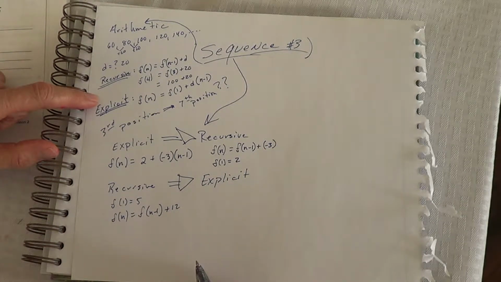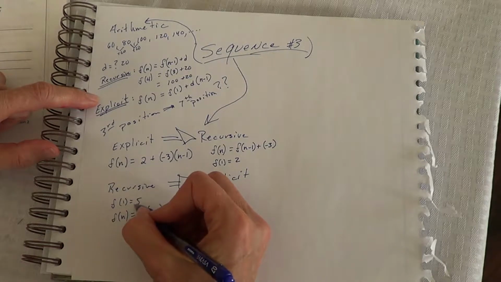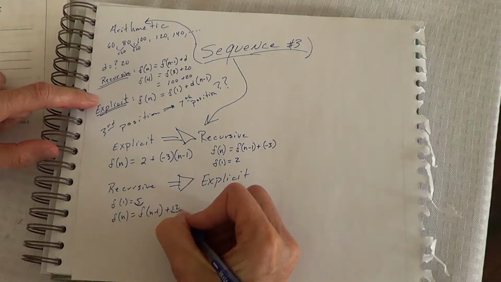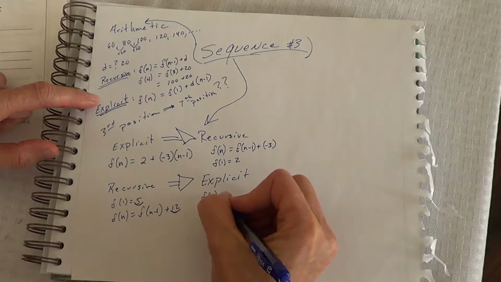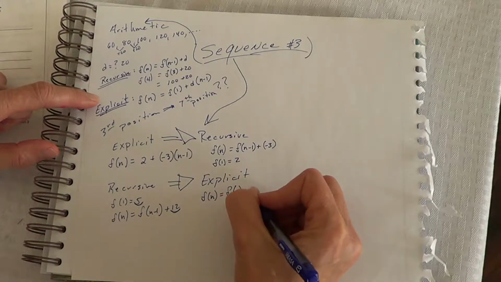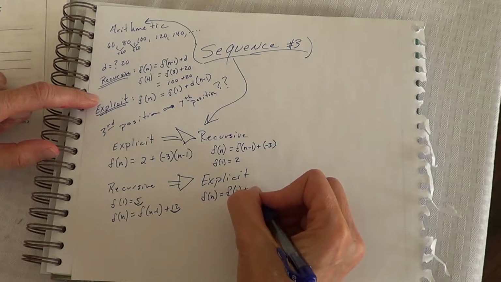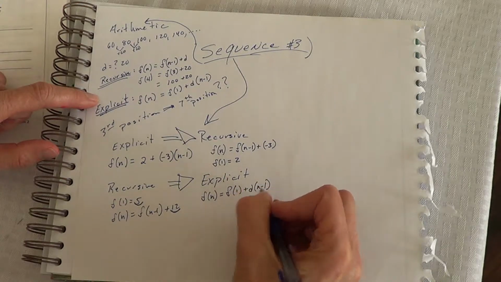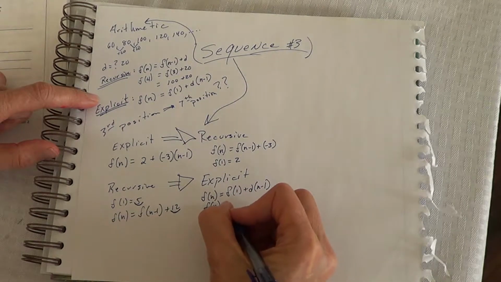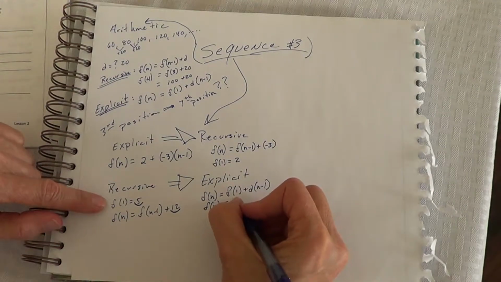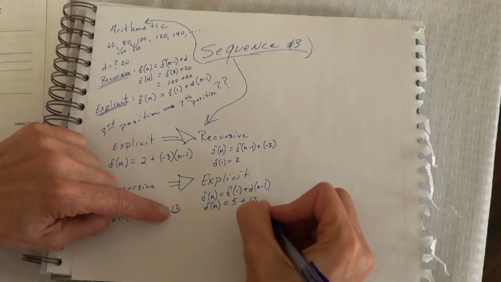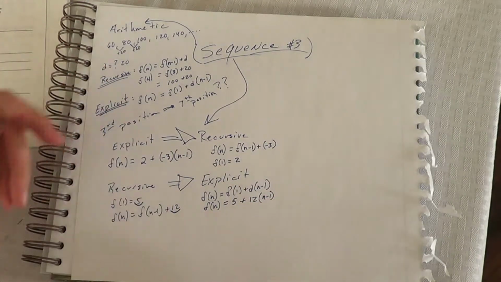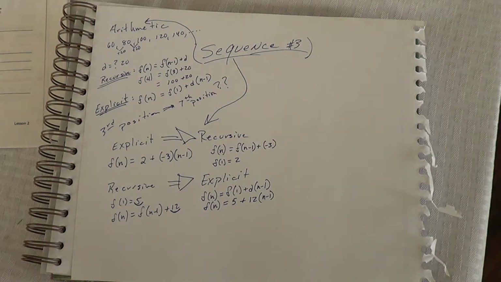Now hopefully you just look at that and say, well, I really only need 2 bits of information. The first term and the common difference. And I write my formula. F of n equals f of 1 plus d times n minus 1. So it would be f of n equals my first term, which was 5, plus my common difference, which is 12, times n minus 1. And now I could use any of those formulas in any way on discovering the next part of the sequence.